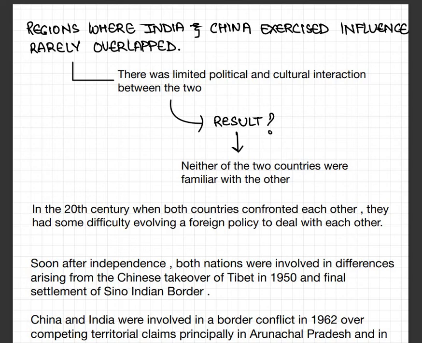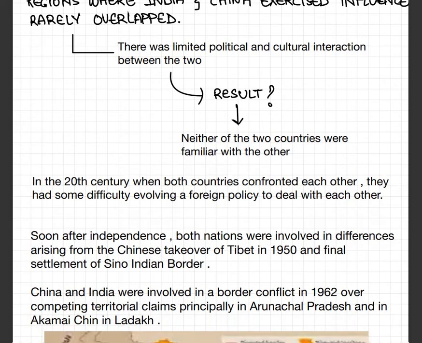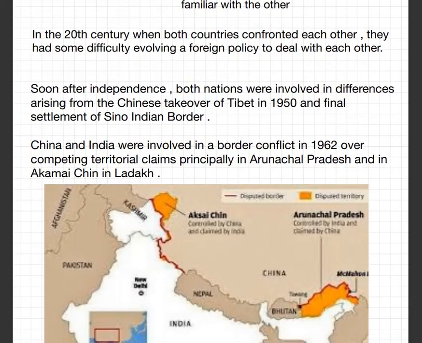Yes, there were Chinese travelers who visited India, but there was not much interaction between India and China. As a result, neither of the two countries was familiar with each other. But in the 20th century, after imperialism ended, when these countries confronted each other, they had some difficulty in evolving as foreign partners or evolving their own foreign policies to deal with each other. That is why we have seen territorial disputes between India and China since then. And independence के बाद आप देखोगे यहाँ पर दोनों ही nations के बीच में territorial differences रहे हैं.